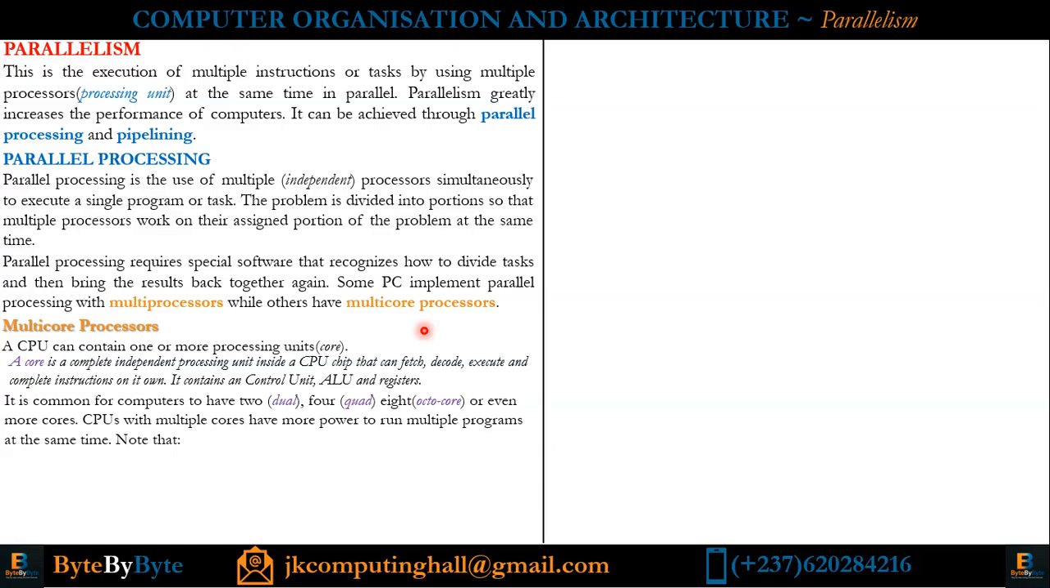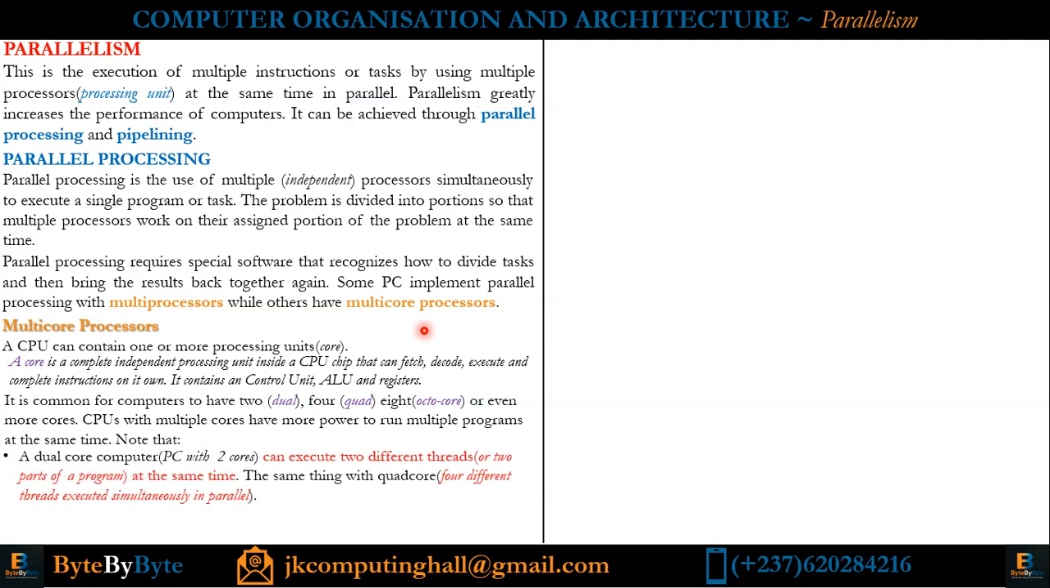CPUs with multiple cores have more power to run multiple programs at the same time. So when we have a dual core computer, two cores, it means that it has the capacity of running multiple programs at the same time. But note, a dual core computer, which is a PC with two cores, can execute two different threads or two parts of a program at the same time. The same thing with quad core: four different threads executed simultaneously in parallel.